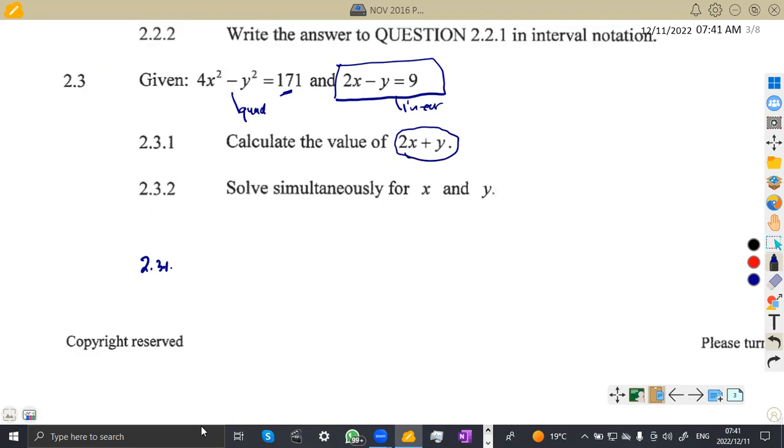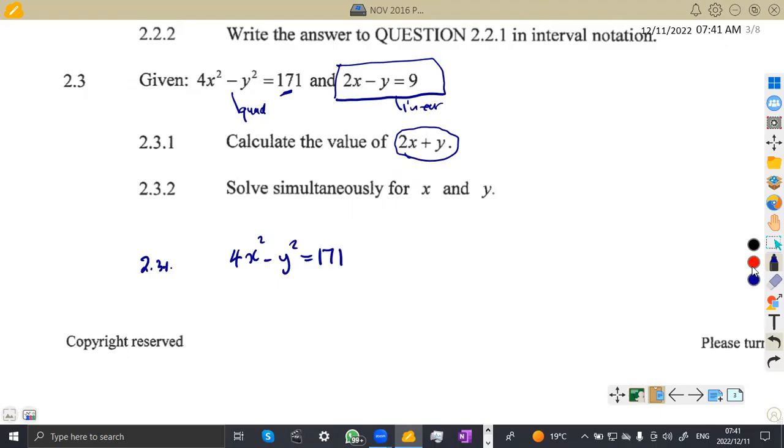So we need the equivalent. So we can't have this value from 2x minus y is equal to 9. There's nothing that we can do there. So what are we going to do? We are going to work with this equation of 4x squared minus y squared is equal to 171. I want you to see something from this equation that is happening.